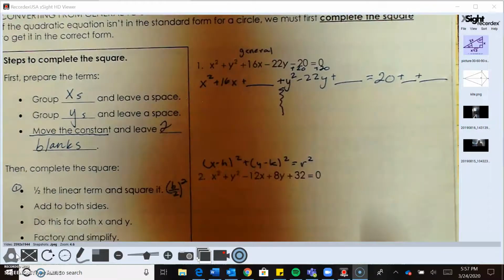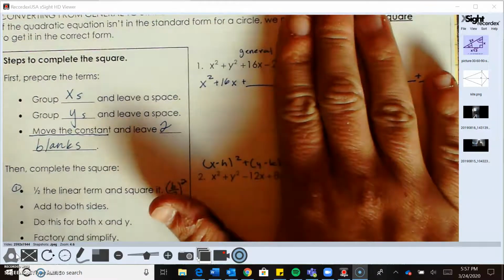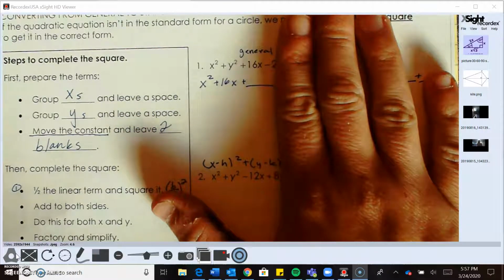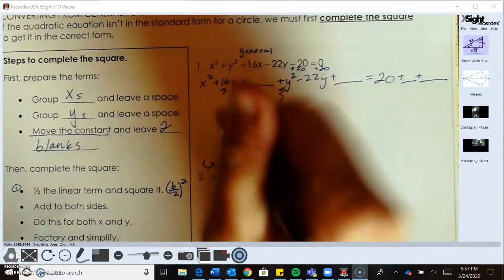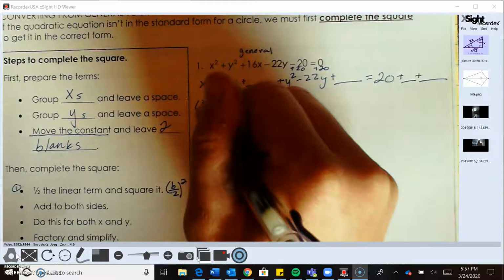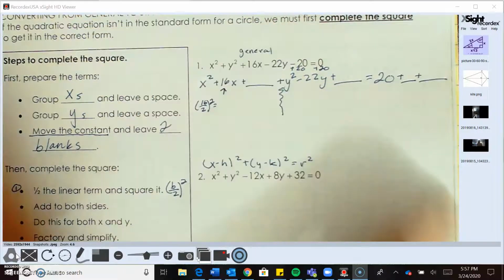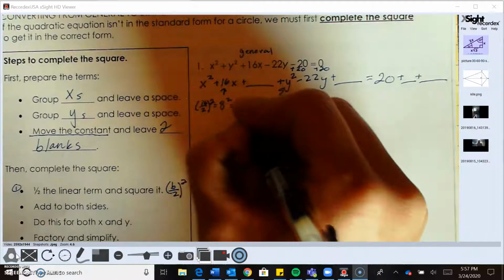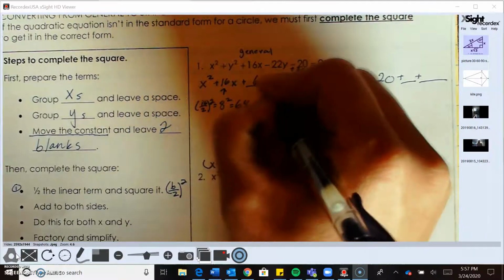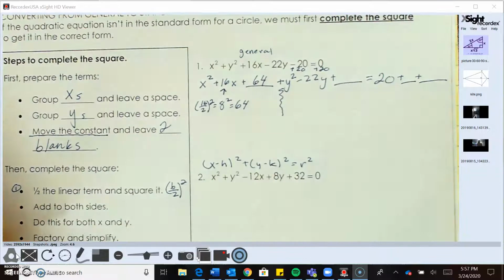Okay, so right now I'm only worried about x squared plus 16x plus blank. How do I figure out what goes in that blank? Well, I use my b, which is 16. 16 over 2 squared. Well, 16 over 2 is 8. And 8 squared is 64. So 64 will go in my blank.